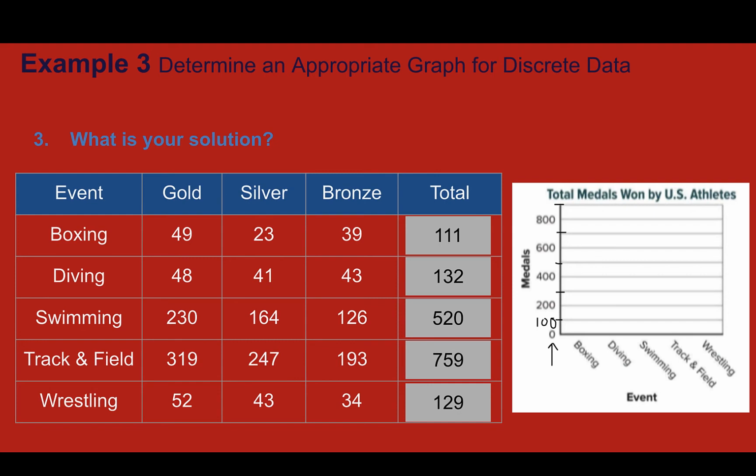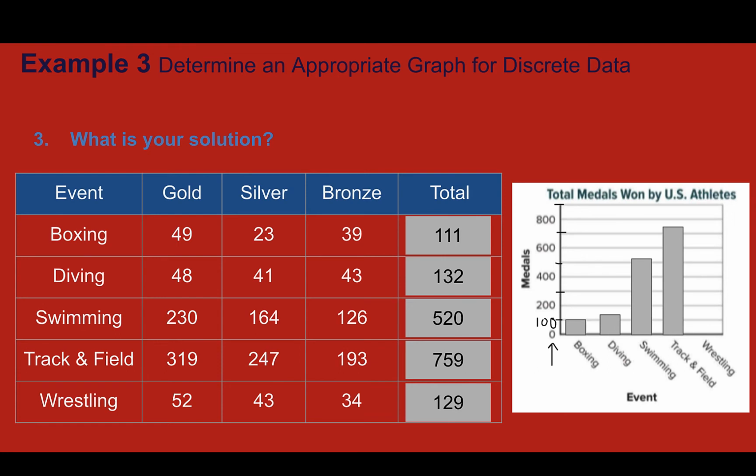So 111. Well, 100 to 200, we know it's going to be somewhere between those, but closer to 100. So boxing would be barely above 100, but not too much. Diving, 132, would be a little bit higher, not quite halfway between, that would be 150. Swimming, 520, would be up past that middle between 400 and 600, and then a little bit higher. 759 for track.